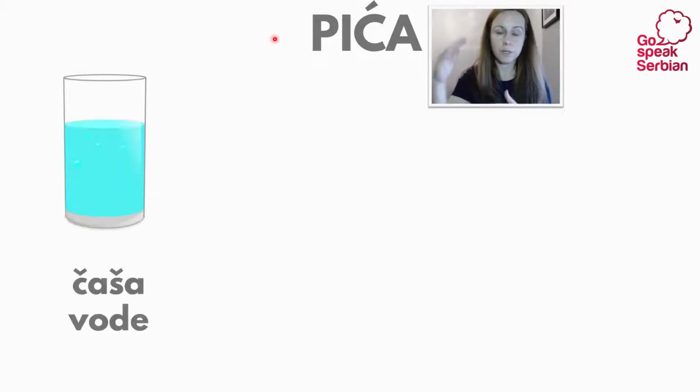Now let's talk about drinks, pića. One drink, piće. Drinks, pića. This is a neuter noun and in nominative plural it has the ending a. So how do we usually kind of measure drinks or serve drinks? Čaša, čaša is a glass, so we say čaša vode, a glass of water.